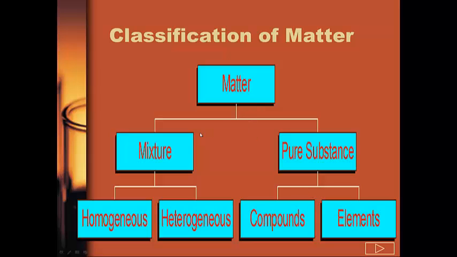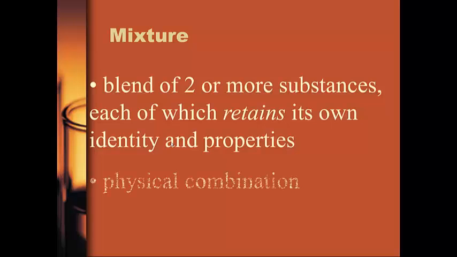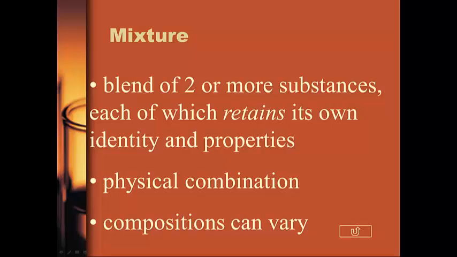Okay. So, what is a mixture? What's the difference between a mixture and a pure substance? Well, if a substance is a mixture, it has to be a blend of two or more substances, and each one of those substances retains its own identity and properties. In other words, it's a physical combination. If you make a mixture of salt and water, you still have to have salt and you still have to have water. They cannot change their chemical properties. Okay. And the compositions can vary also. Whenever you make a saltwater mixture, there's no one way to make salt water. You can use different amounts of salt, different amounts of water, but it's still a saltwater mixture.